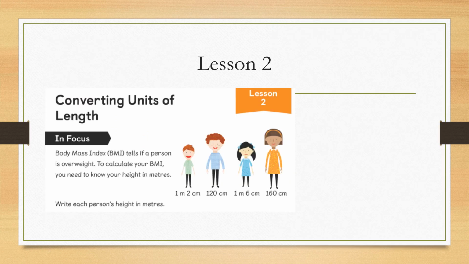Okay, so we're going to go on to lesson 2 because this is really, really similar, okay? And I want you to look at this in focus. So the body mass index, or BMI, tells if a person is overweight. To calculate your BMI, you need to know your height in metres. Write each person's height in metres.